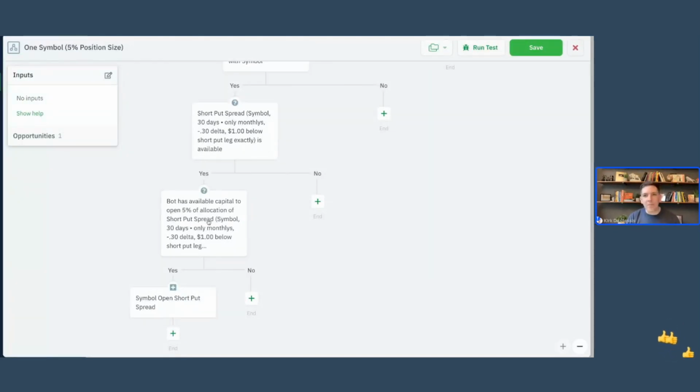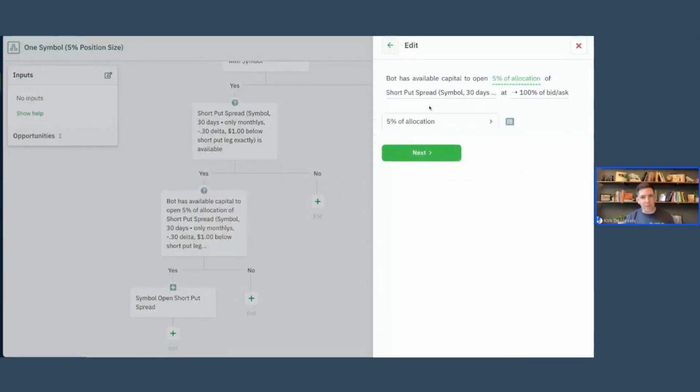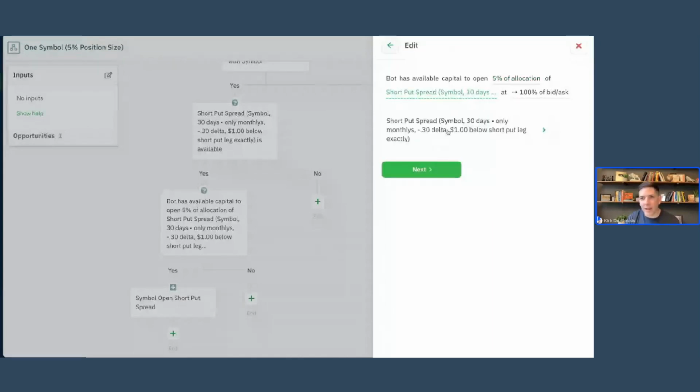I put in here that I want the bot then to check to see, and this is a very simple recipe, this is a bot capital recipe: the bot has available capital to open 5% of allocation of that same short put spread that I was looking at, at 100% of the bid-ask spread.